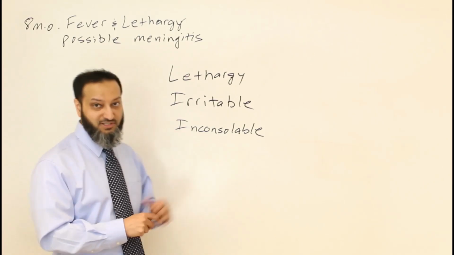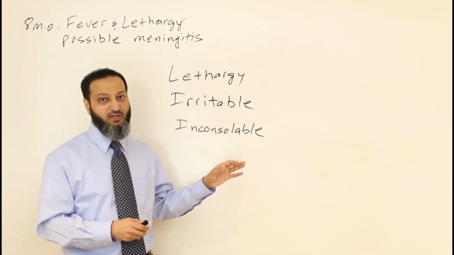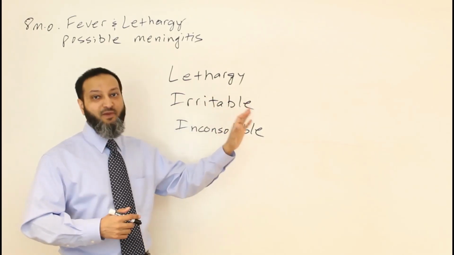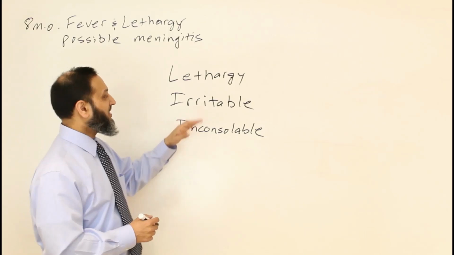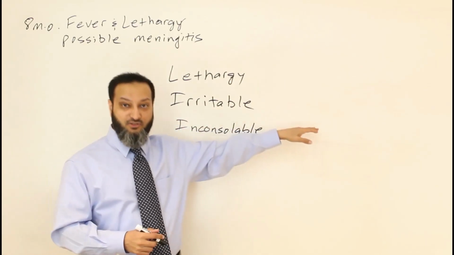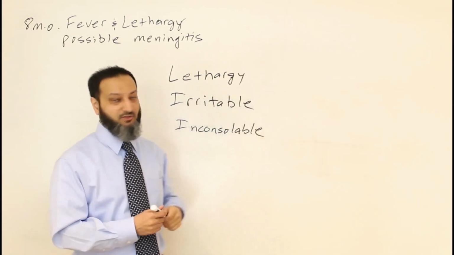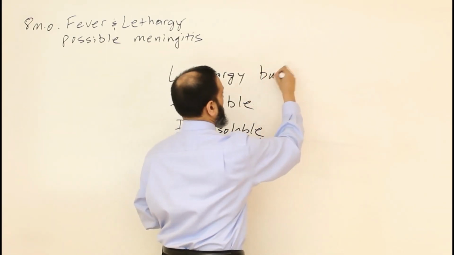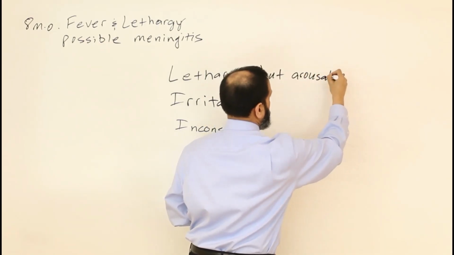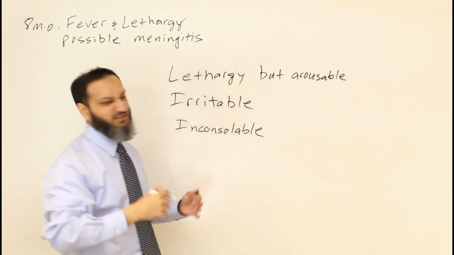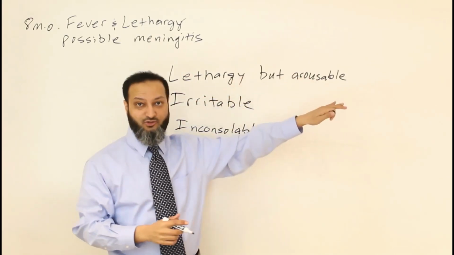If you're not planning to do the tap, or you don't think the child has meningitis, then do not use these words. Or if you're going to use these words, make sure that you qualify them. Irritable but consolable. Lethargic but arousable. So if that's what the child is, if they're not really lethargic, but they're a little bit sleepy, but they're arousable, then you say they are lethargic but arousable.